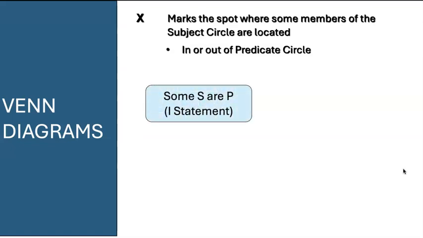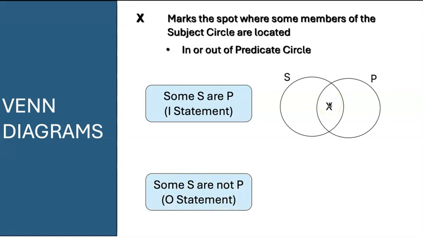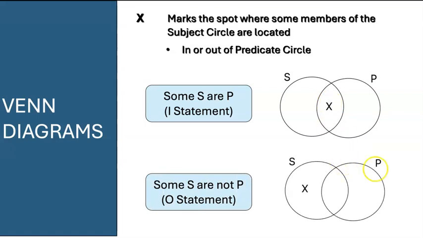So watch this. Some members of the subject category are members of the predicate category. That's the I statement. So if we are saying some are inside the predicate circle, we put the X in that section of the subject circle that overlaps with P. If we are saying some of them are not P, then we put the X in the section of the subject circle that is not overlapping with P. Right? So this applies to our particular statements, the I statement and the O statement.